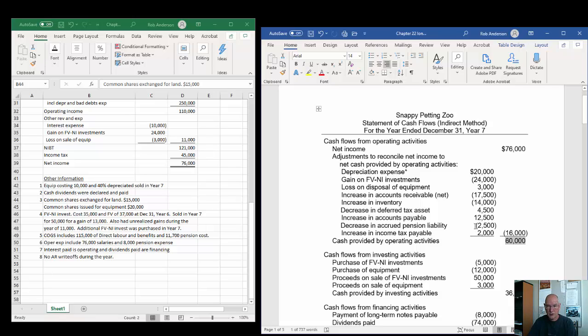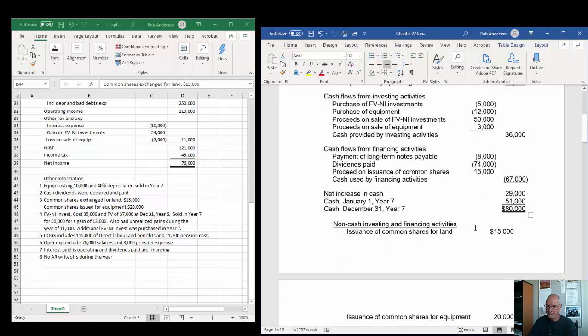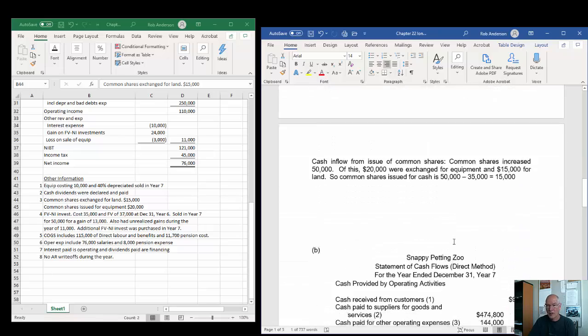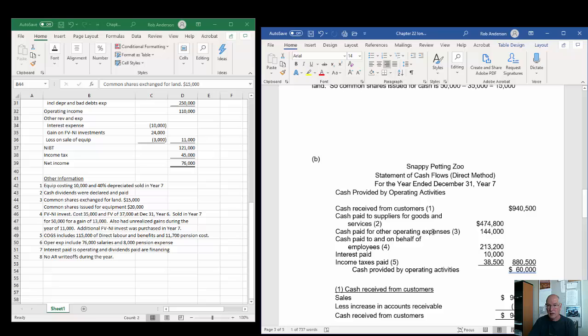So let's look at the direct method operating activities now. And I've got a whole bunch of notes here as well. So here they are. Here are the items that we're going to, many of them that we're going to look at.